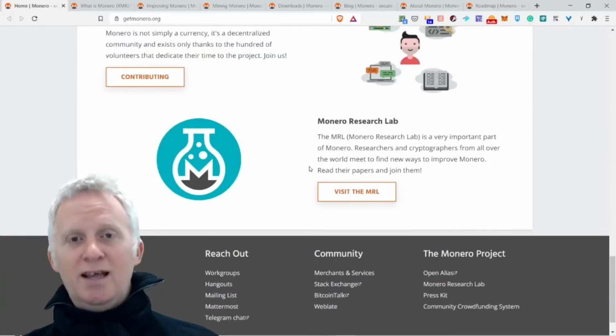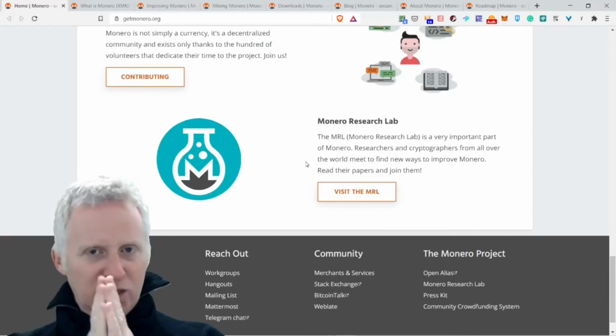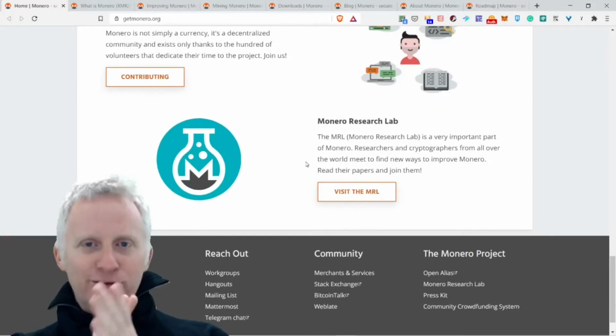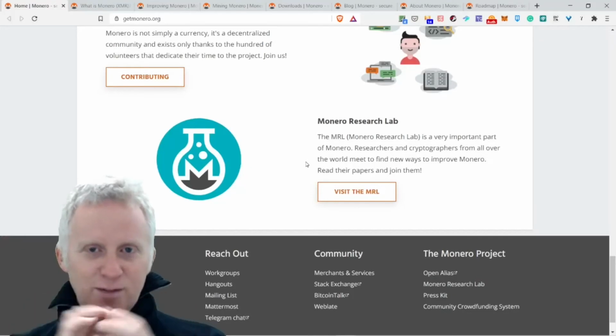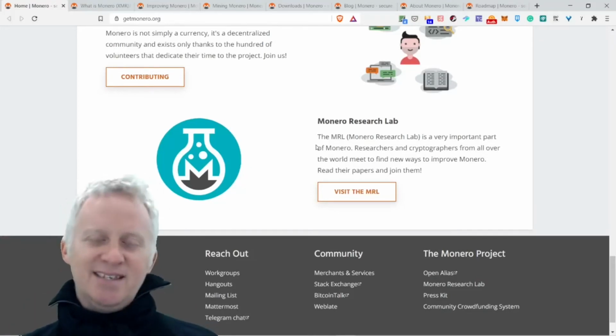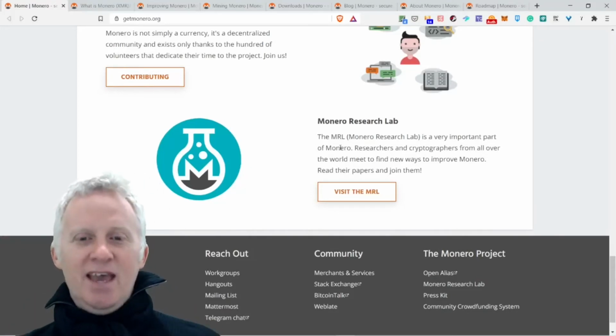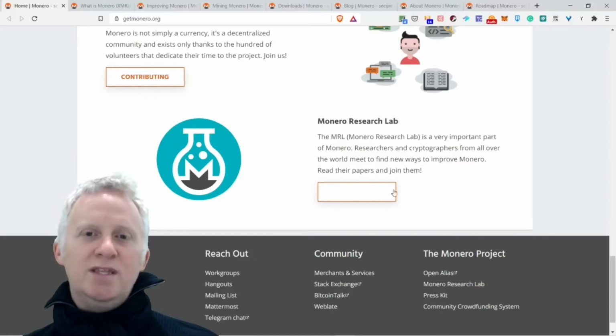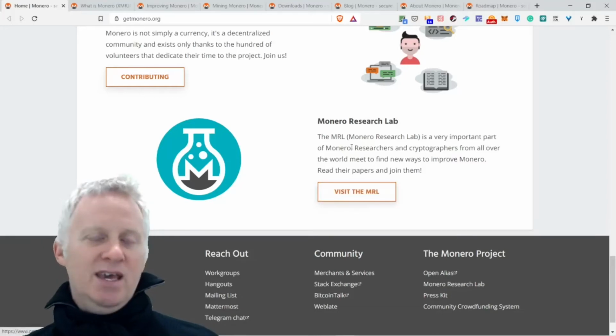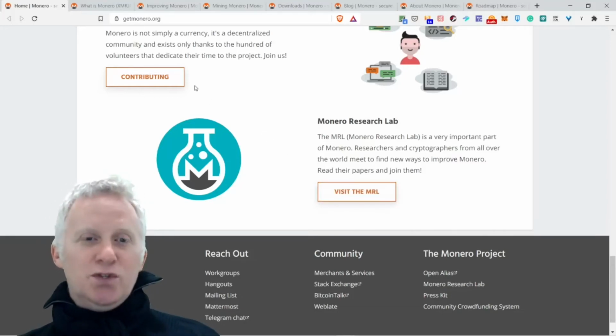Monero Research Lab. Oh, they have a lab. I'm going to do an experiment. I'm going to create gold. I'm going to find a recipe to make gold. No, I'm just teasing you. The MRL, the Monero Research Lab, is a very important part of Monero. Researchers and cryptographers from all over the world meet to find new ways to improve Monero. Read the papers and join them, join right now. Pretty cool. So let's jump to the next sections.